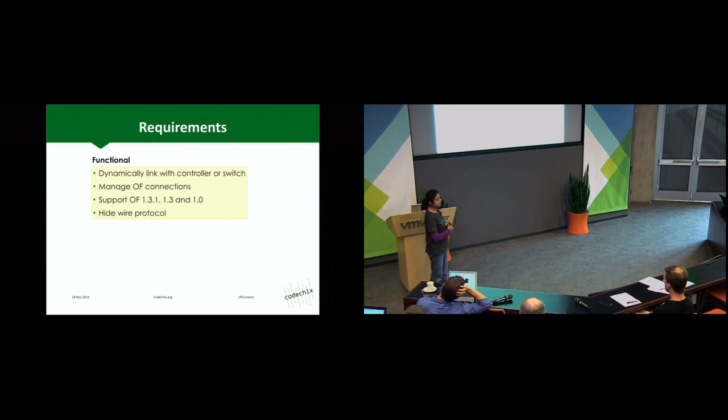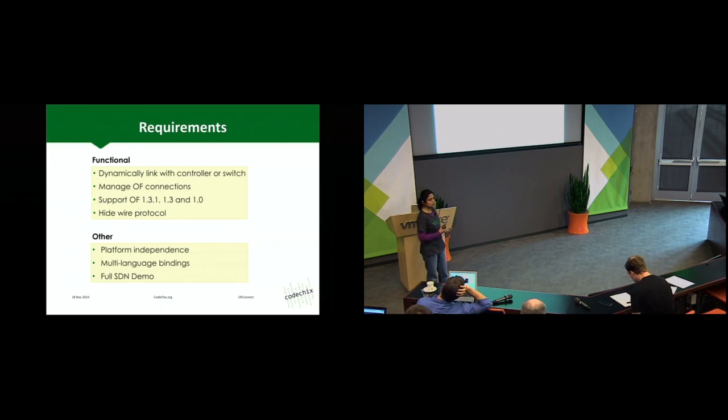The support for the protocol itself is OpenFlow, and the requirement is to be able to support multiple variants and versions of OpenFlow. In addition to this, we also went by another set of requirements, primarily for greater adoption of our library. That mostly goes with platform independence and multi-language bindings. Another hard requirement that we placed on ourselves was to be able to create a full SDN demo so we know it's really usable and working.